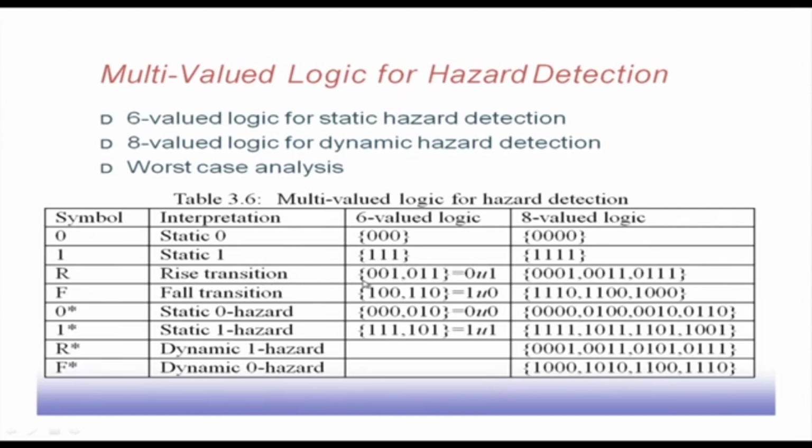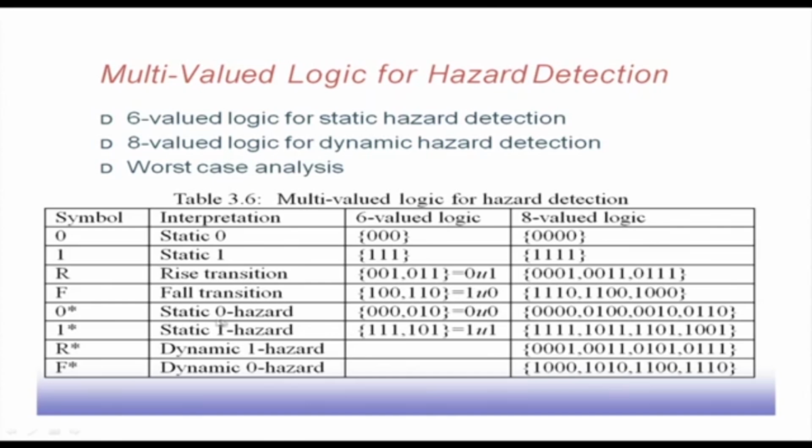A rise transition is going from 0 to 1, and in between, if you sample, you may get a 0 or you may get a 1, it depends on the time at which you are sampling the signal. So, that is coded as 0 u 1, because in between we are uncertain about the value of the line. Similarly, a falling transition: at the beginning you will definitely get a 1, at the end you will definitely get a 0, in between you may get a 0 or you may get a 1. So, that is coded as 1 u 0.